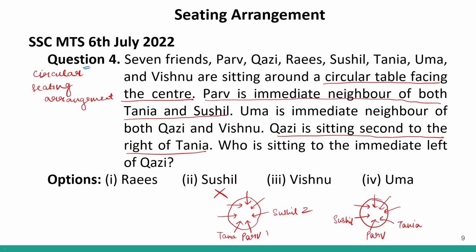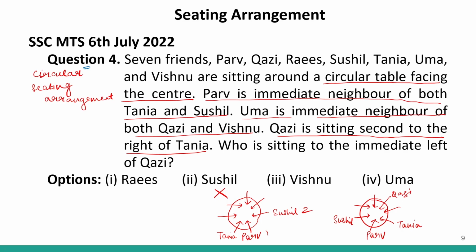Right? In this case, possibility number 2, Tanya is sitting over here. Kazi is second to the right. So 1 and 2, Kazi will be over here. So over here we can place Kazi. Correct? We can place Kazi. Now we will come to this information. It says Uma is immediate neighbors of both Kazi and Vishnu. That means Uma sits between Kazi and Vishnu. Correct? That is how Uma will be neighbors to both.